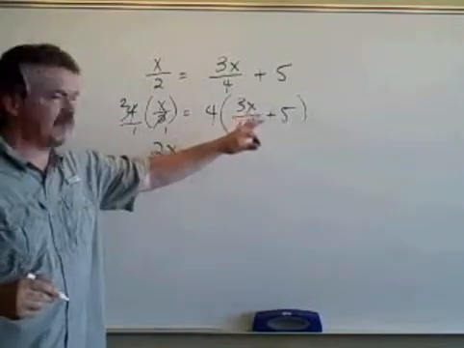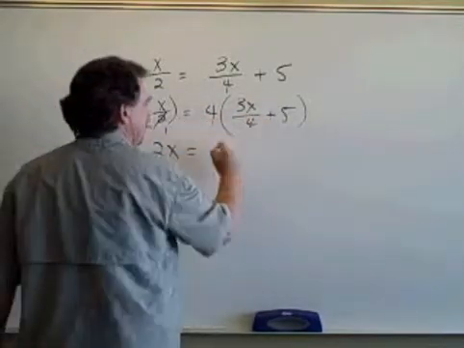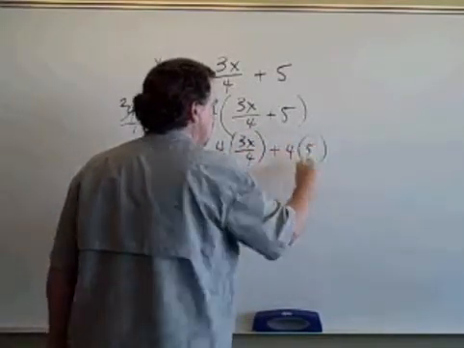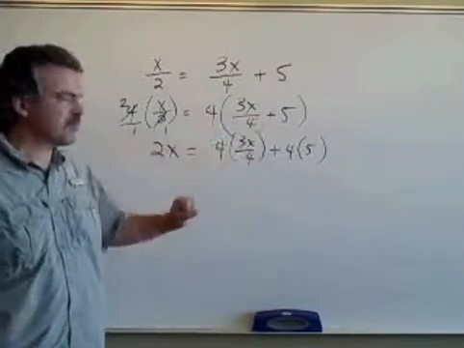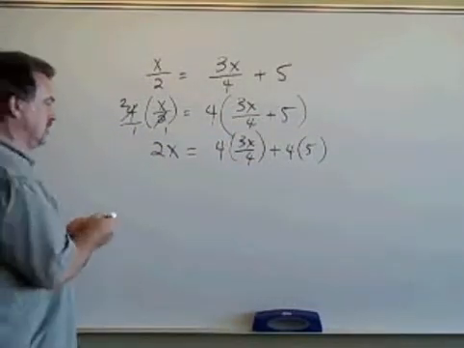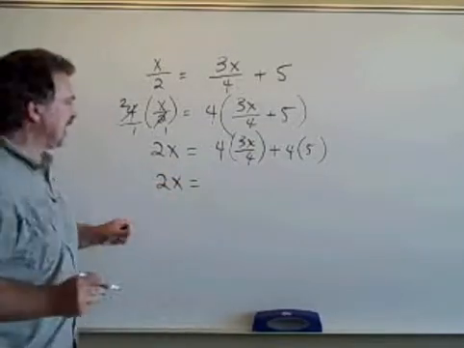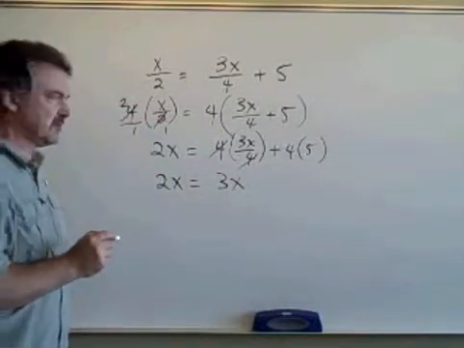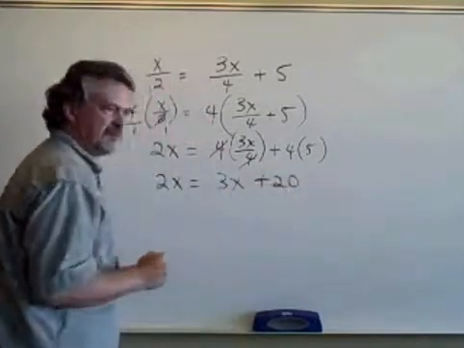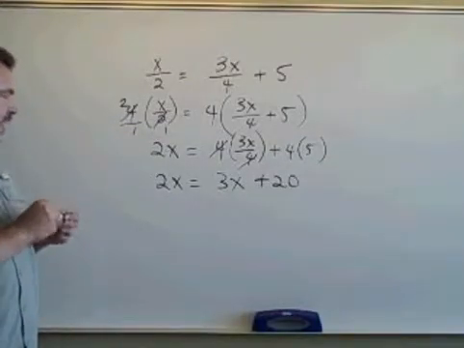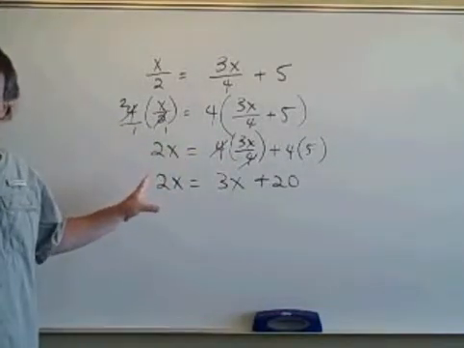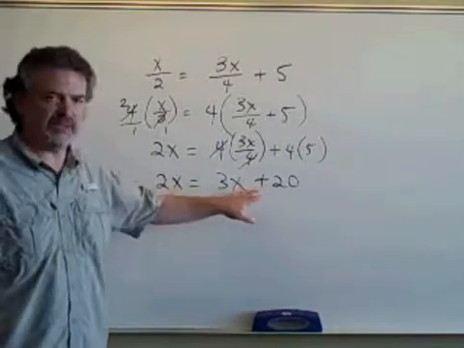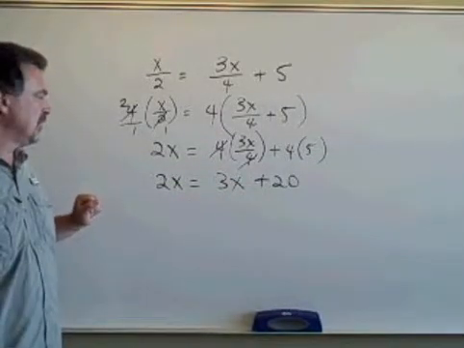Here on the right-hand side, I'll have to use my distributive property. I'll have to multiply the 4 times both of those terms. And now again, when I multiply here, won't those 4's cancel, simply leaving me 3x plus 4 times 5 is 20? And I have completely removed the fractions from that equation, producing a much simpler equation to solve, which still is a linear equation in one variable.